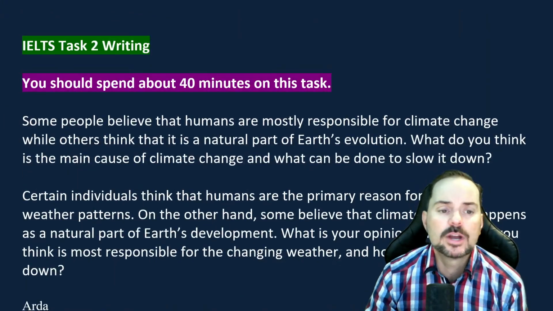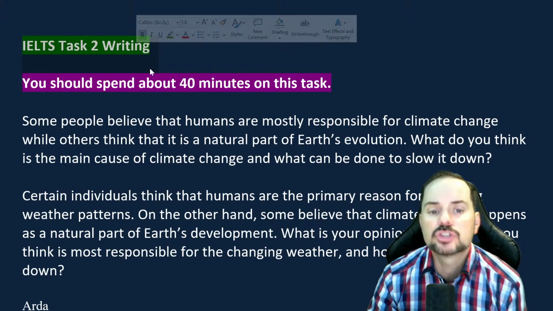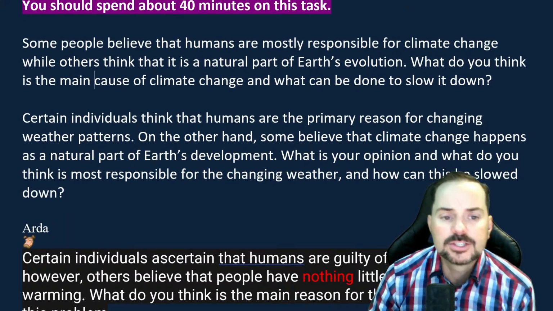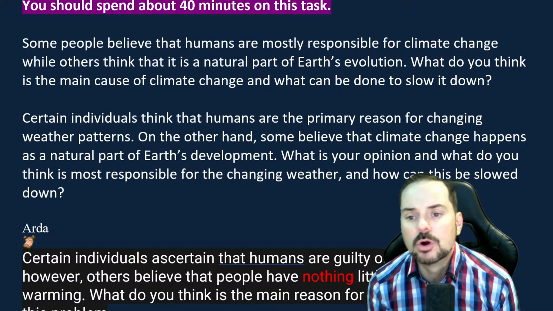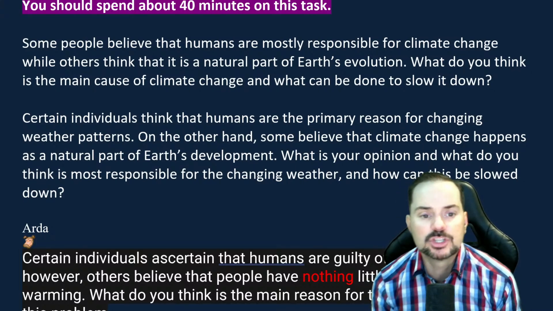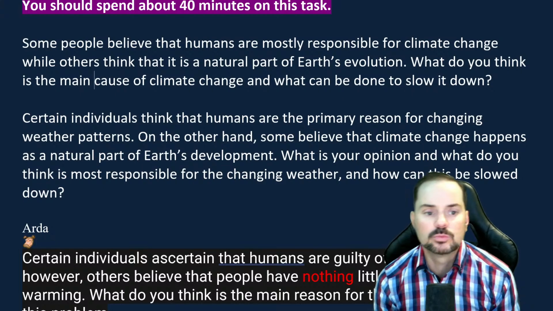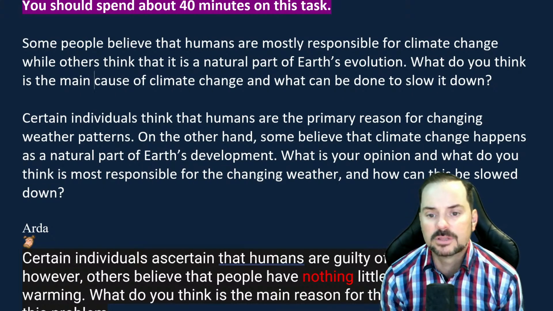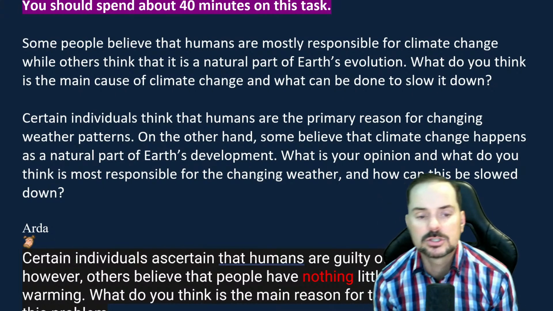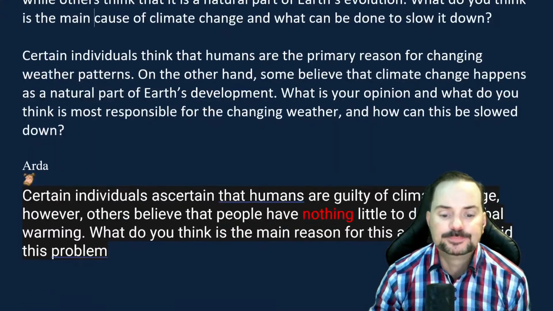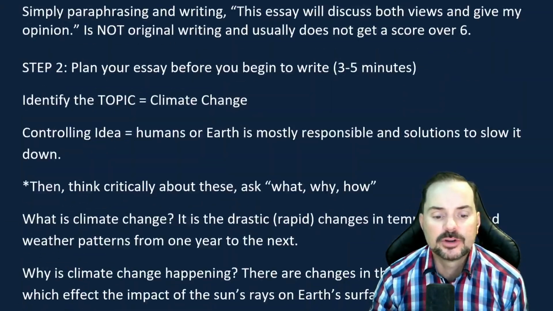So let's look at the question. IELTS Task 2 Writing. You should spend about 40 minutes on this task. Some people believe that humans are mostly responsible for climate change, while others think that it is a natural part of Earth's evolution. What do you think is the main cause of climate change, and what can be done to slow it down? All right. That's the question. Let's look at our answer.